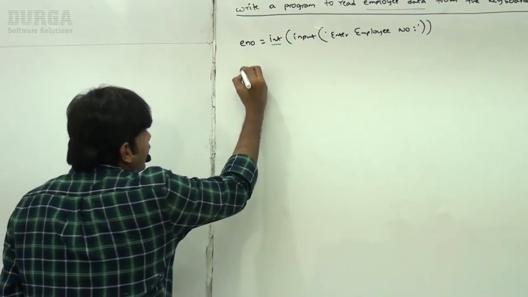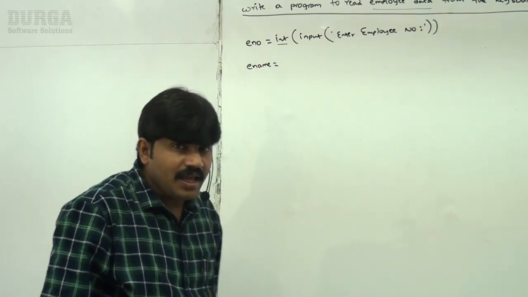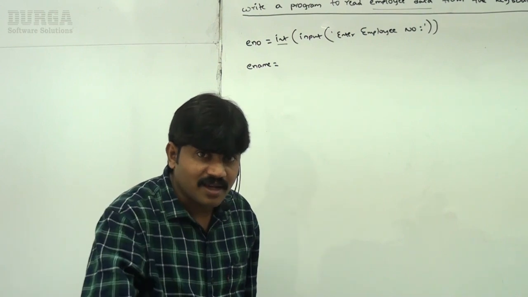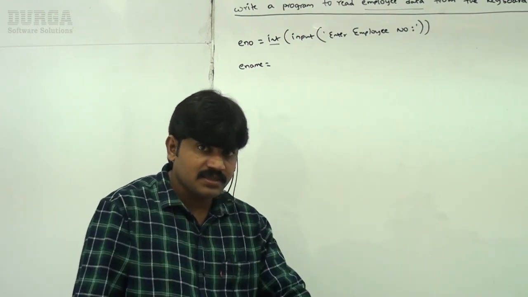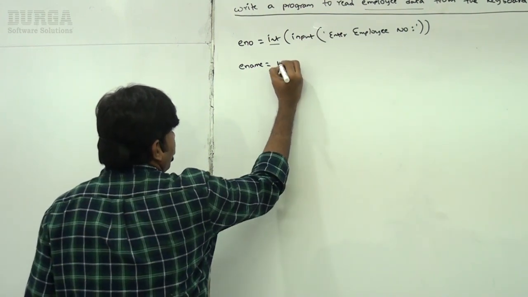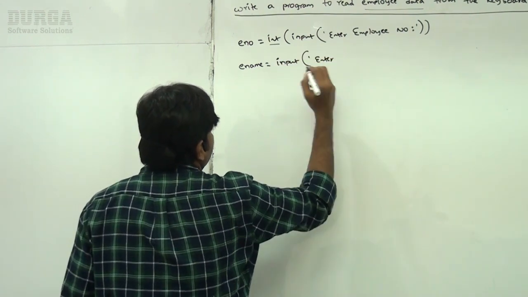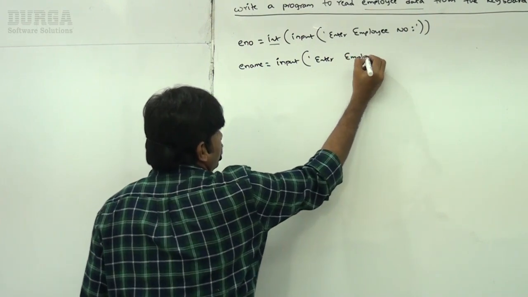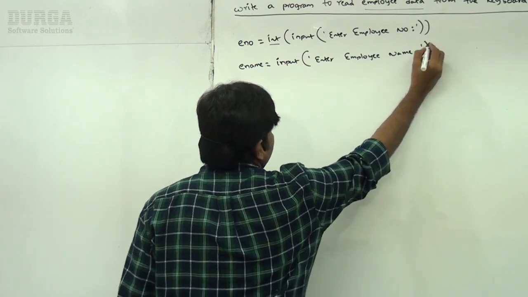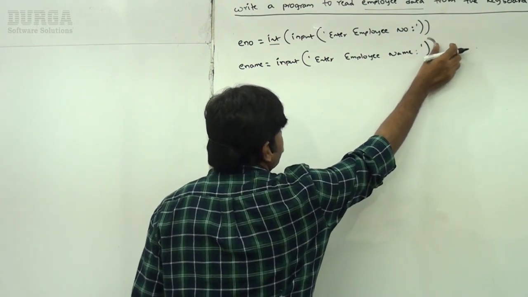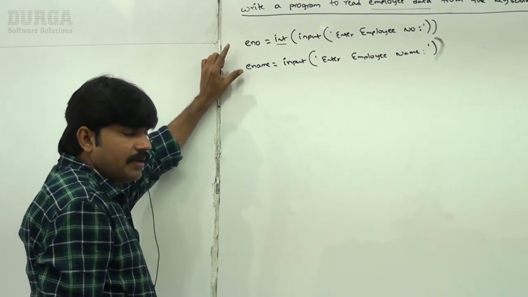Okay, second one, sir, ename. Employee name is what type? str type. No typecasting function, because the input function is always going to return what? str only. That's why typecasting is not required. Directly input enter employee name, like this I'm taking, sir. Enter employee name, that's all. Okay, sir. Now eno, okay, clear.